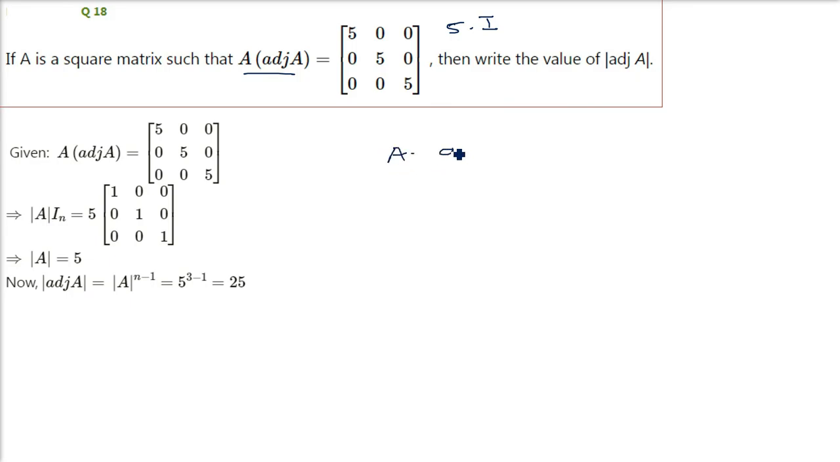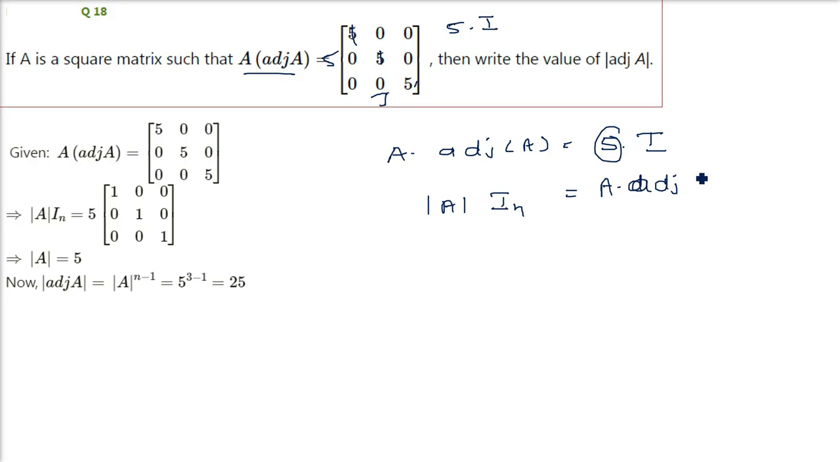So A into adjoint A is already given in the question, and we can just write it as 5 into I. If you take 5 outside, it will be 1 1 1 in the diagonal, and that is essentially equal to the identity matrix. Because A into adjoint of A is determinant of A into I N, as we have seen in the last few questions. So now you can equate this, determinant of A into I N, so determinant of A is 5 here.